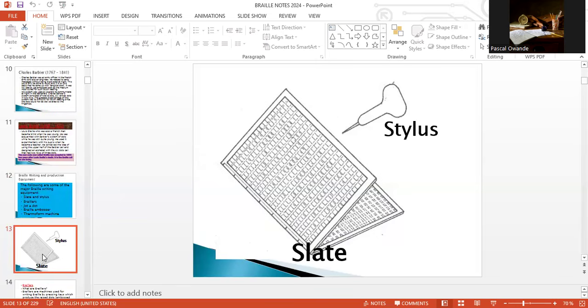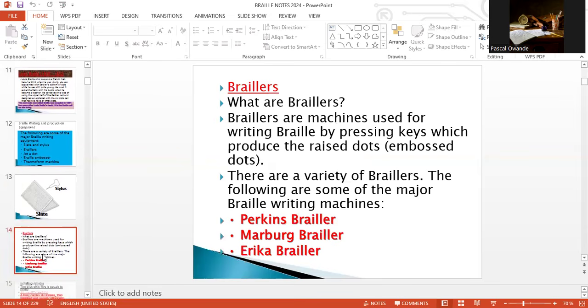The slate and stylus uses a system where you write from right to the left, but when you're reading, you turn the paper so that you can read from left to right. It's a kind of mirror-reflection writing, but it presents the dots because the stylus is sharp and is pressed onto the paper inside the slate.